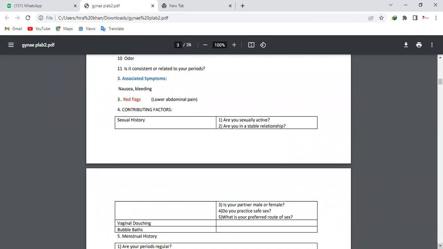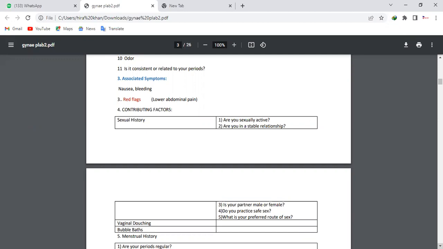The contributing factors are sexual history. You should ask a few questions. Are you sexually active? If she says yes, then ask if she is in a stable relationship. If she says yes, then simply ask, is your partner male or female? But if she says no, I'm not in a stable relationship, then ask, how many partners do you have? And are your partners male or female? Do you practice safe sex?